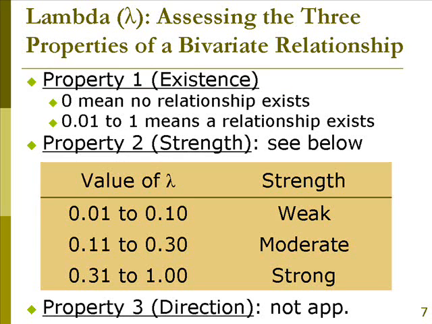In terms of the three different properties we talked about for a bivariate relationship, in terms of the existence of an association, if lambda equals 0, it means that no relationship exists. If lambda is somewhere above 0 and up to 1, it means that a relationship exists. The second thing we can look at is the strength of the relationship. And what you see there is the table that we have. So between 0.01 and 0.1, we talk about it in terms of being a weak association. If we look at it in terms of 0.11 to 0.3, we talk about it in terms of moderate. And if it's between 0.31 and 1, we talk about it in terms of being a strong association. The other thing we look at is the direction. There's no measure for the direction of association with lambda. You kind of have to look at the contingency table, look at your crosstab, and figure out what's the direction here, because lambda doesn't give you a positive or a negative.